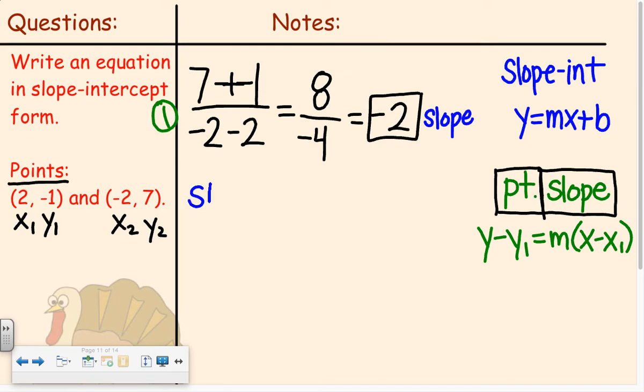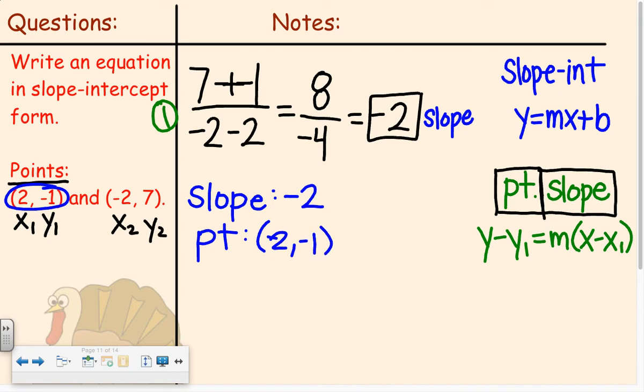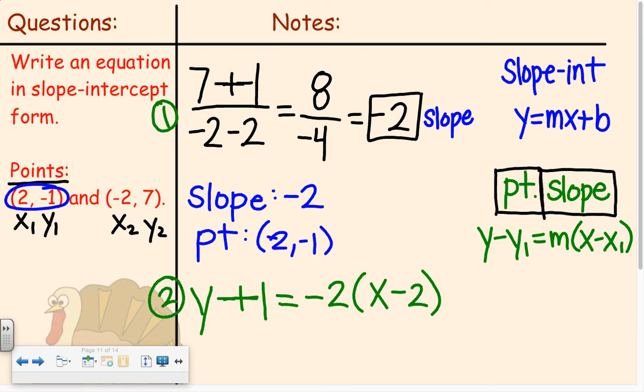So we said our slope is negative 2. The point I'm going to use, this time both of my points have negative numbers, so really it doesn't matter which one you pick. On any problem, you can always pick either point. You're going to end up with the same answer. I'll pick this one just because it has smaller numbers. But again, it doesn't matter. So 2, negative 1. So I'll write my equation in point slope form. So y minus a negative 1 equals negative 2 times x minus 2. So that is step 2, writing my equation in point slope form.